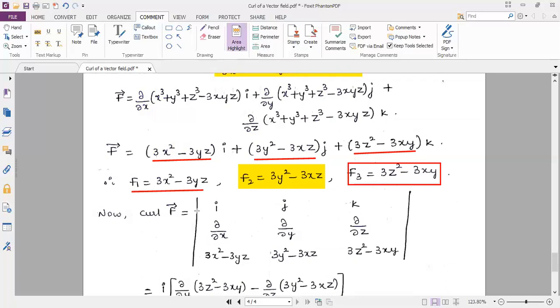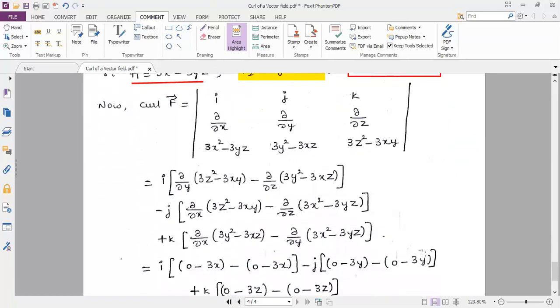Curl of vector f is given by the determinant of 3 cross 3. First row i, j, k. Second row ∂/∂x, ∂/∂y, ∂/∂z. Third row the components of vector f, that is f1, f2, f3: 3x² − 3yz, 3y² − 3xz, lastly 3z² − 3xy.